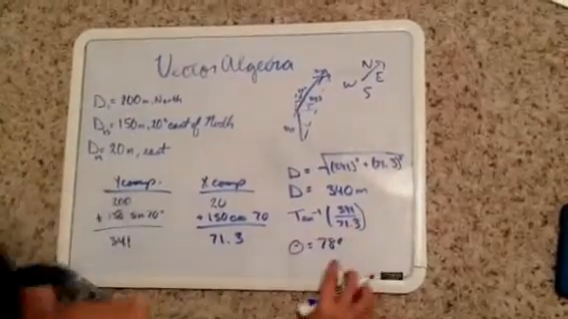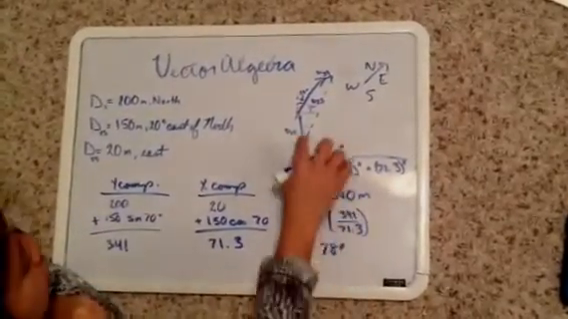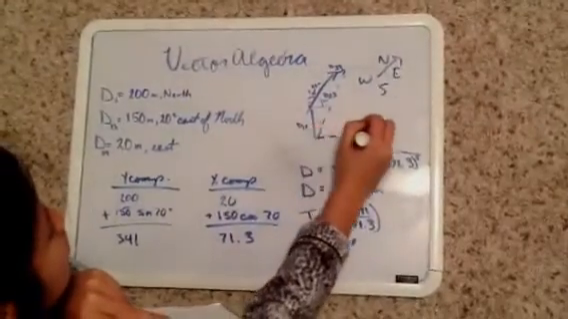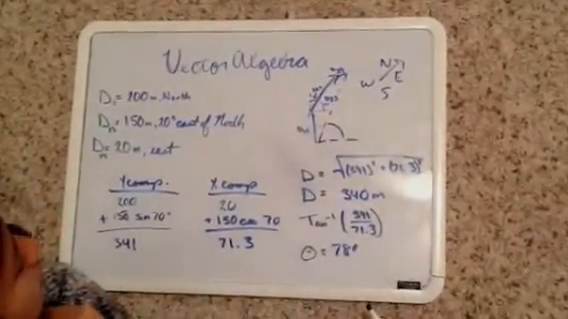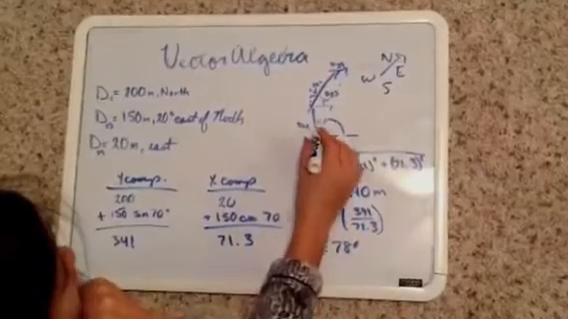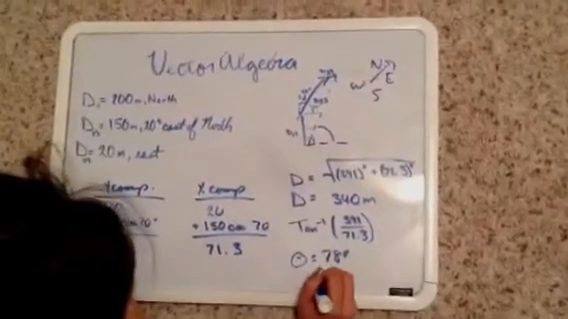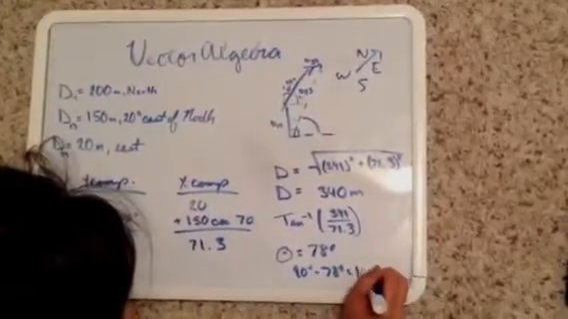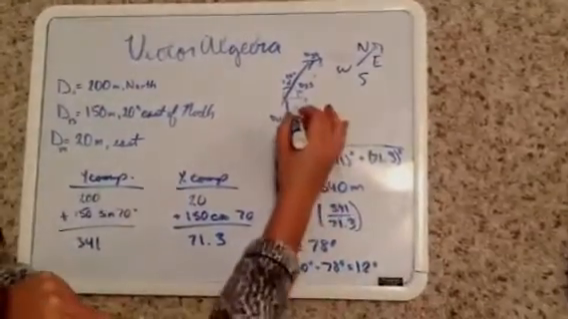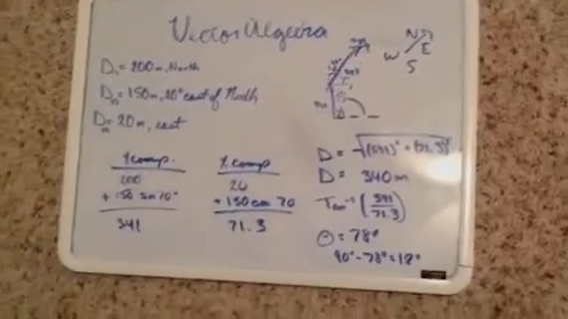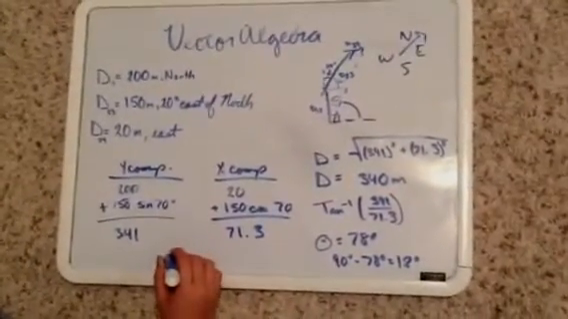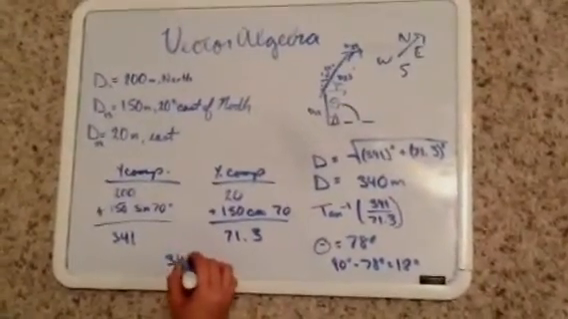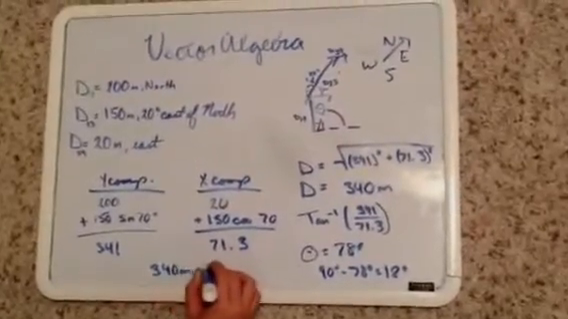78 degrees. Now for the 78 degrees, what we just found was not that, but instead we just found this. So to get that angle, since this is a right angle, we'll do 90 degrees minus 78 degrees, which will give us 12 degrees, and that is this. So our final answer is the displacement equals 340 meters.